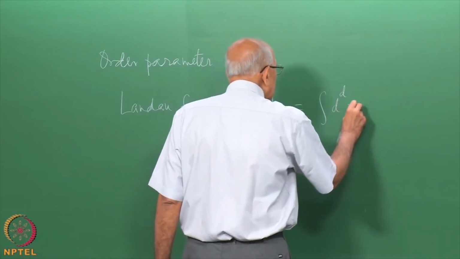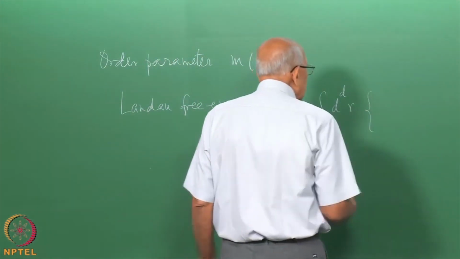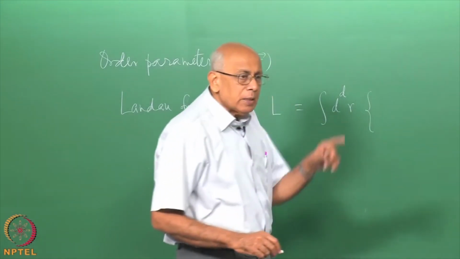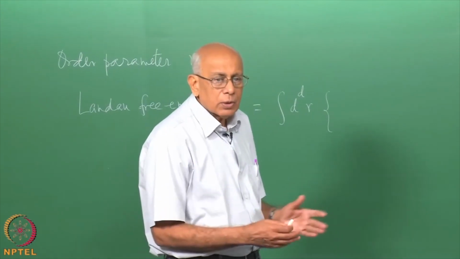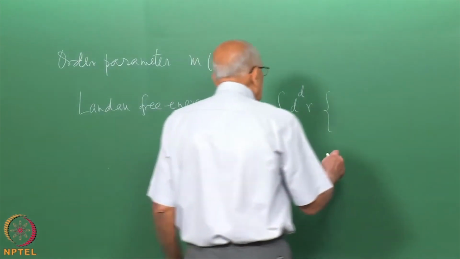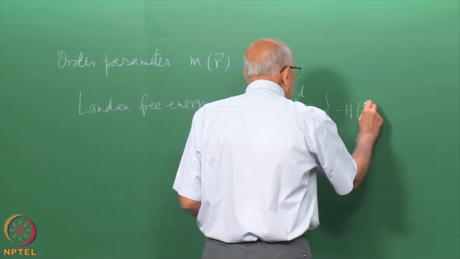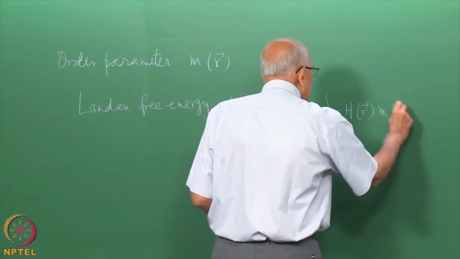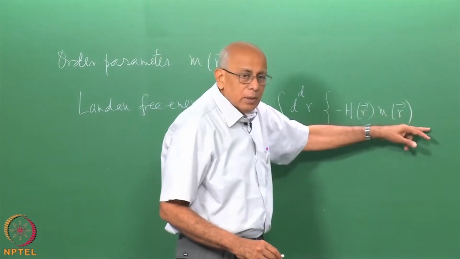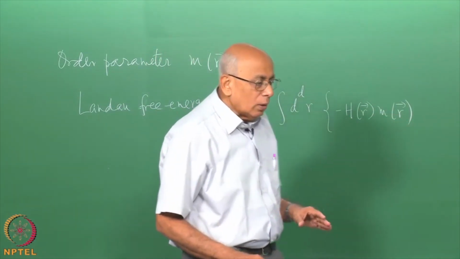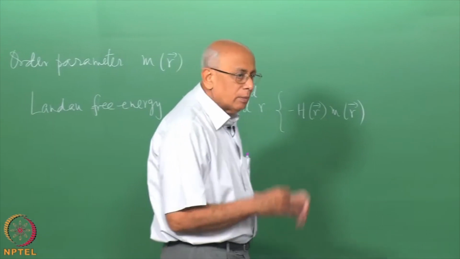in d dimensions of R, and then the terms inside, first of all, in the absence of an external field there is no linear term, but if you put in an external field there is of course a term proportional to that. So, let us put in a field H of R. So, this is minus H of R m of R, there is such a term, and the next term is a quadratic term, but if you recall it had a coefficient which was proportional to T minus Tc, so that it would give you the right critical behavior.